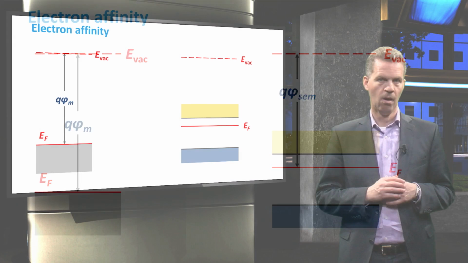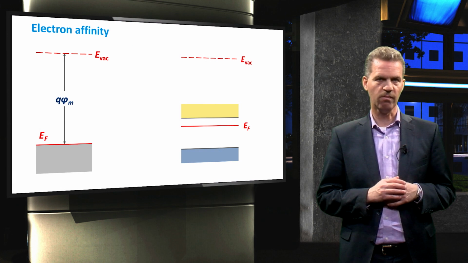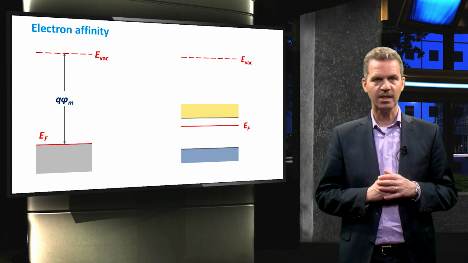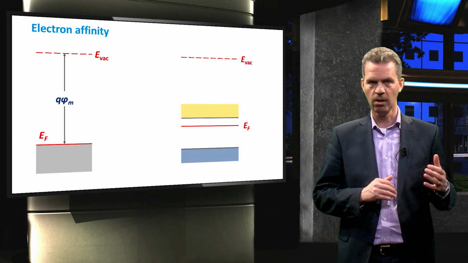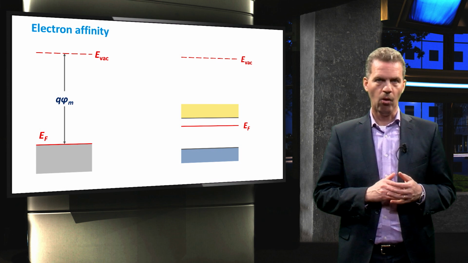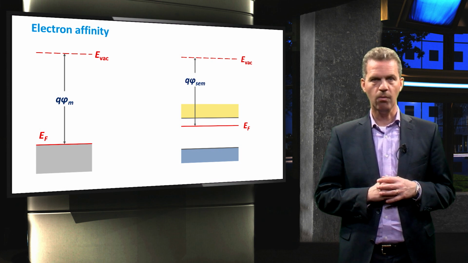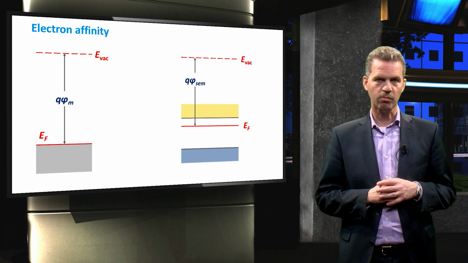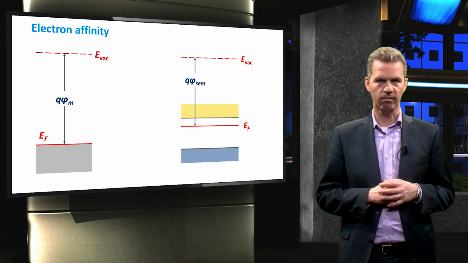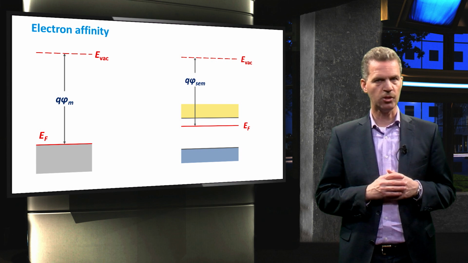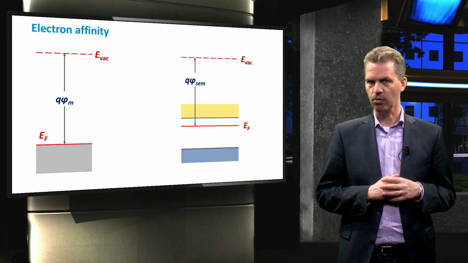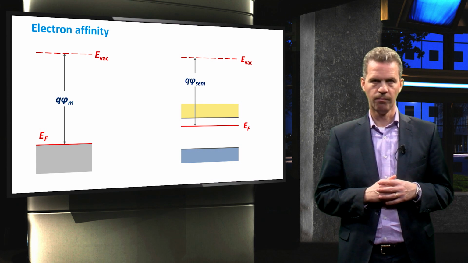Fermi level. The Fermi level expresses the electrochemical potential of the electrons in the material and can be loosely interpreted as the average energy of the valence electrons.